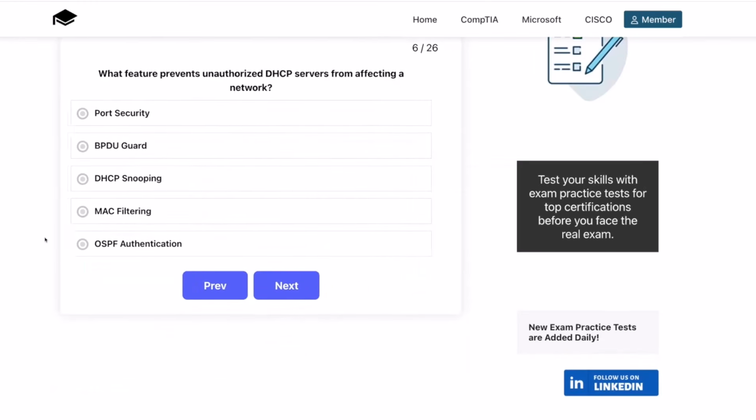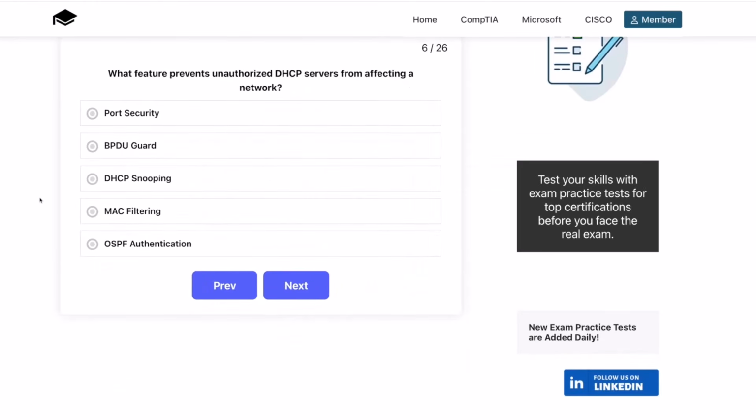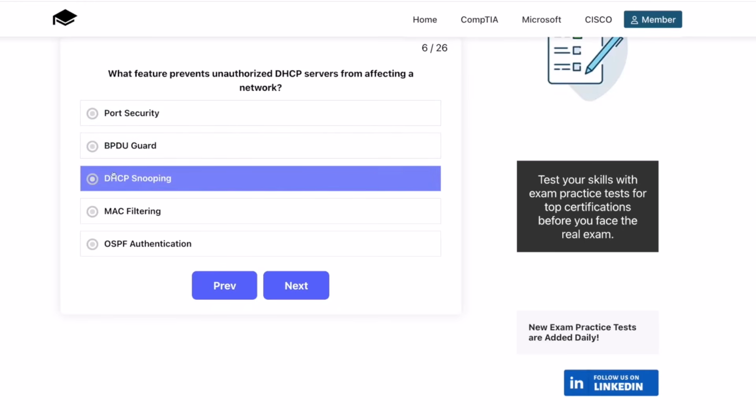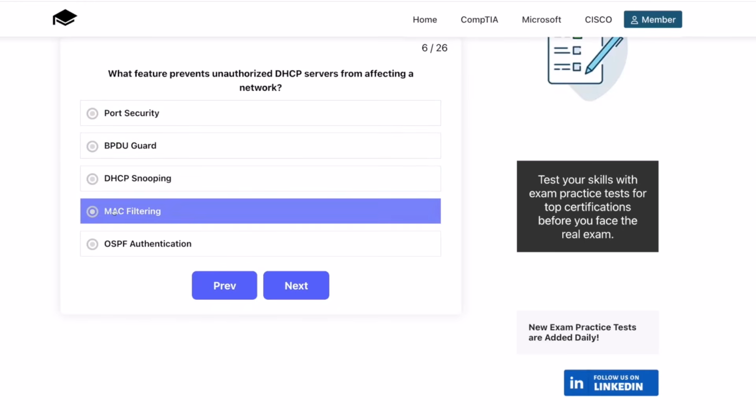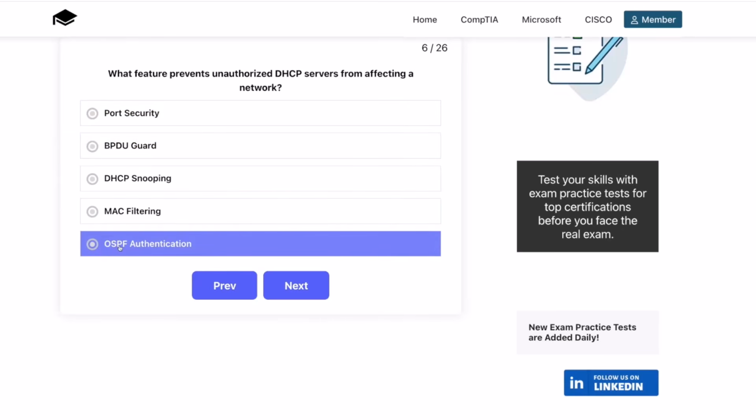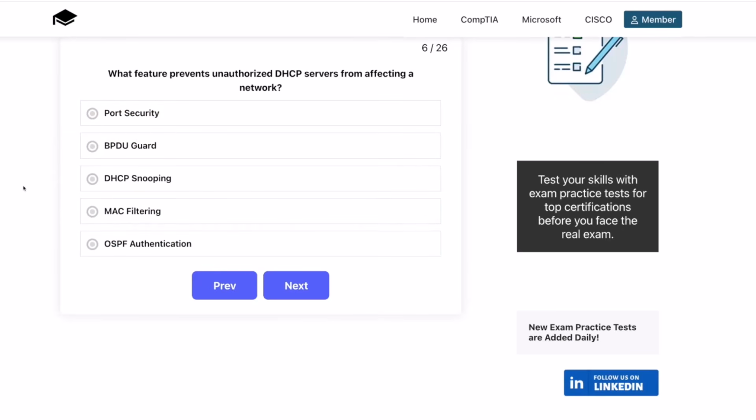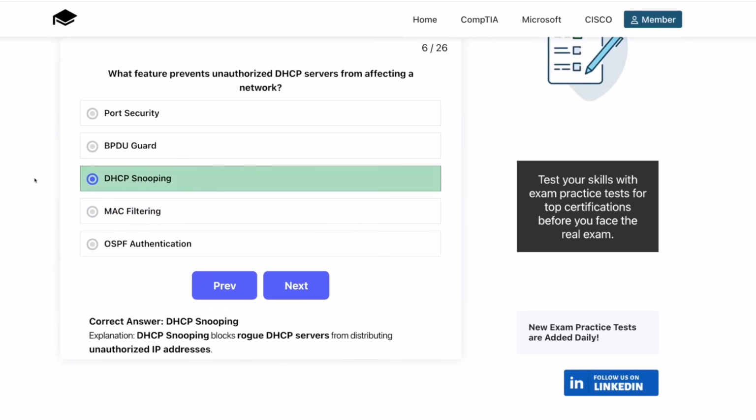Now moving on to question 6. What feature prevents unauthorized DHCP servers from affecting a network? Is it port security? BPDU guard? DHCP snooping? MAC filtering? Or OSPF authentication? The correct answer is DHCP snooping. DHCP snooping blocks rogue DHCP servers from distributing unauthorized IP addresses.